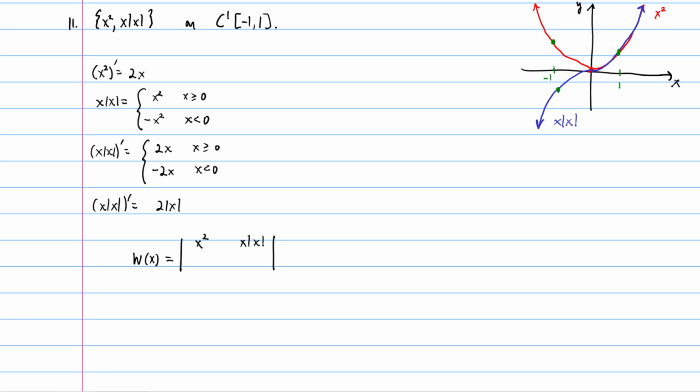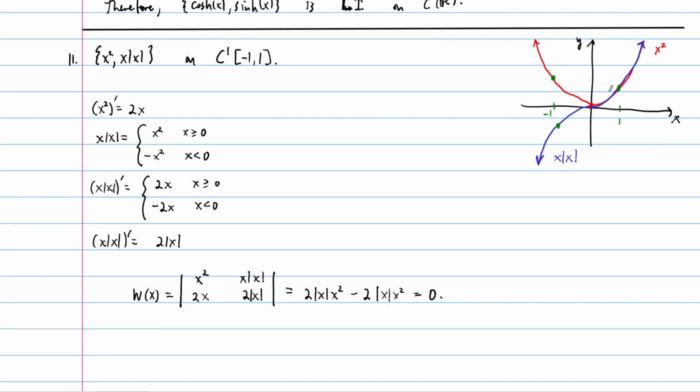All right, now, as we go to our Wronskian, the derivative of x squared is 2x. The derivative of x absolute value of x is 2 absolute value of x. And then we compute the determinant. So this will be 2 absolute value of x times x squared minus 2x times x absolute value of x. Same thing, right? And so this is identically 0. Even on the negative portion, from -1 to 1, this is going to be 0, right? So this is 0 at all points.